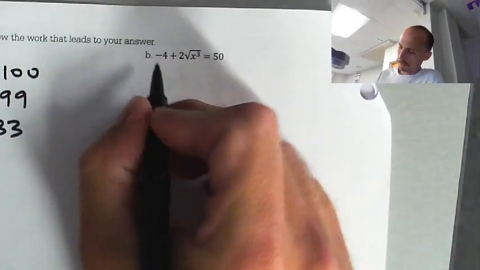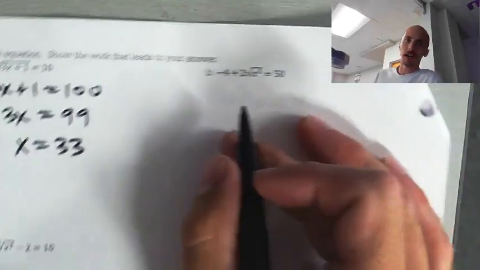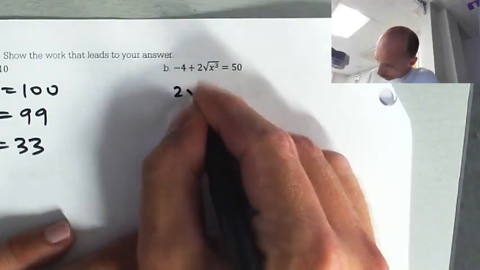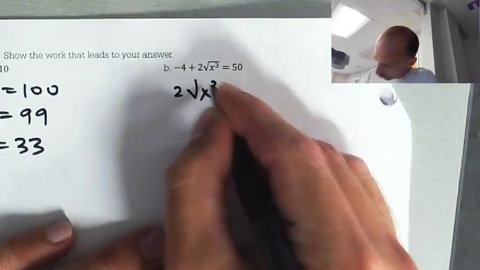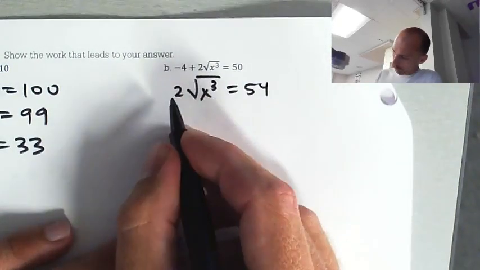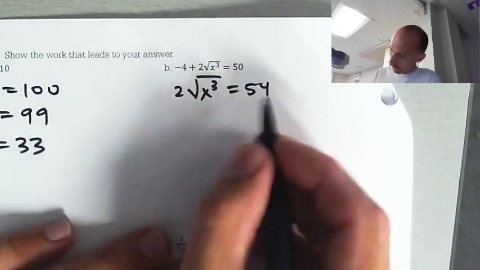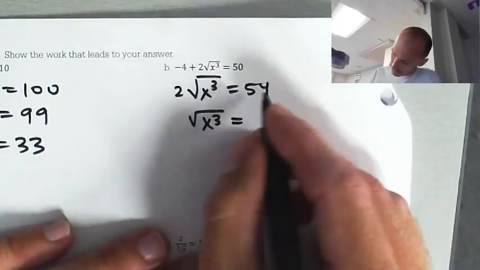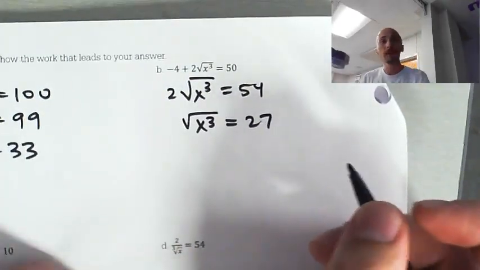All right, so then over here, the same story. We're just going to isolate the radical first. So we're going to add 4 to both sides. 2 times the square root of x cubed is going to equal 54. And then divide both sides by 2. That is equal to 27. Oh, okay, this is interesting.